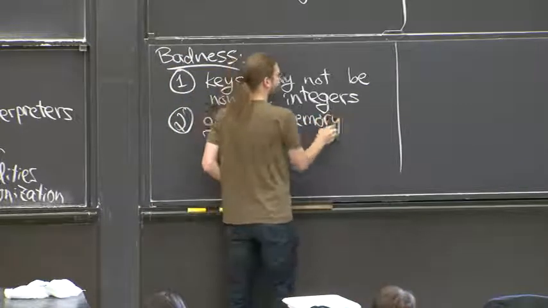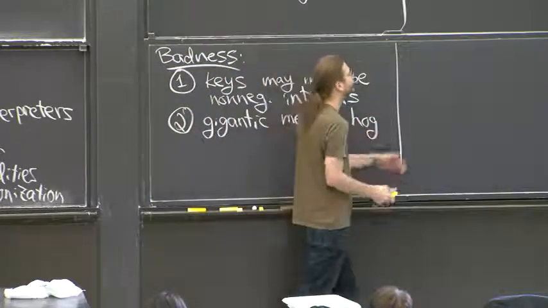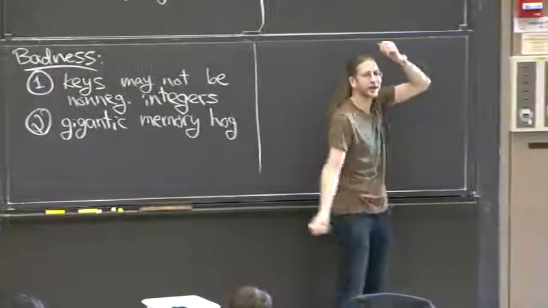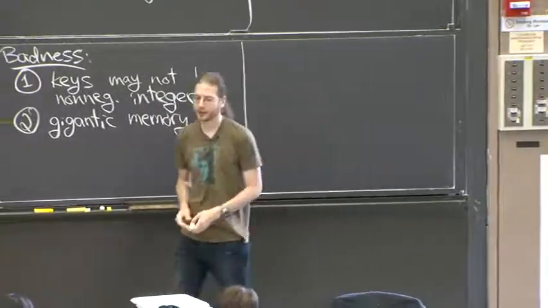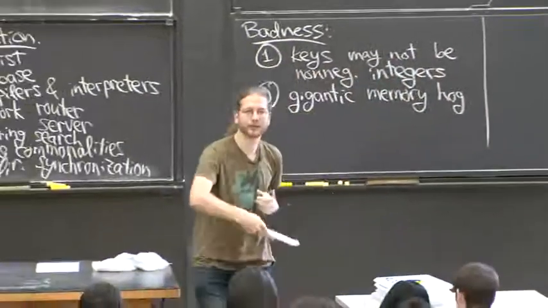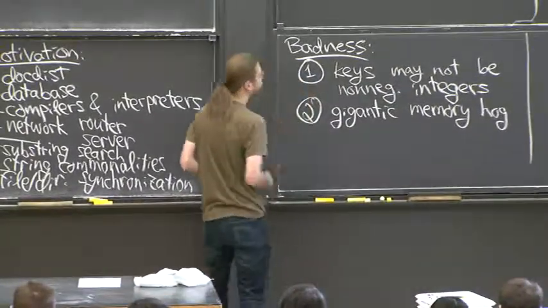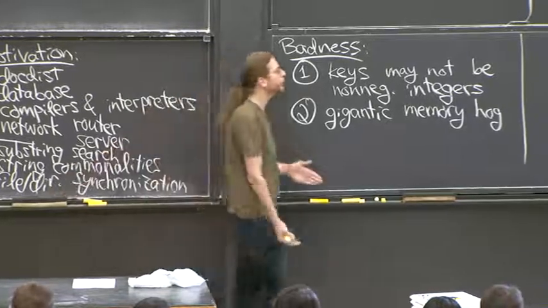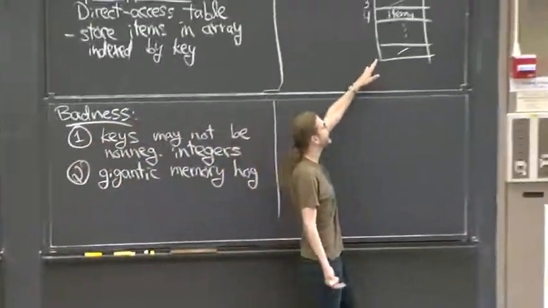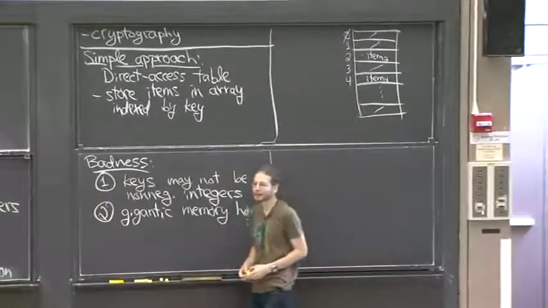Not always, of course. If the set of possible keys is not too giant, then life is good. But if you have a lot of keys, you need one slot in your array per key. That could be a lot.